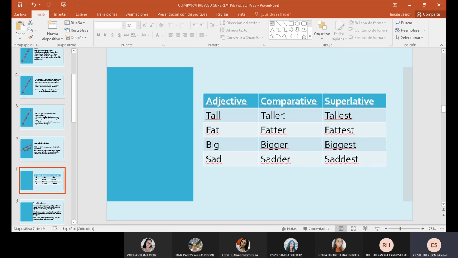taller is comparative, tallest, superlative. Fat, fatter, fattest. Big, bigger, biggest. Sad, sadder, saddest. Triste, más triste que, y el más triste. Okay, grande, más grande, o el más grande.